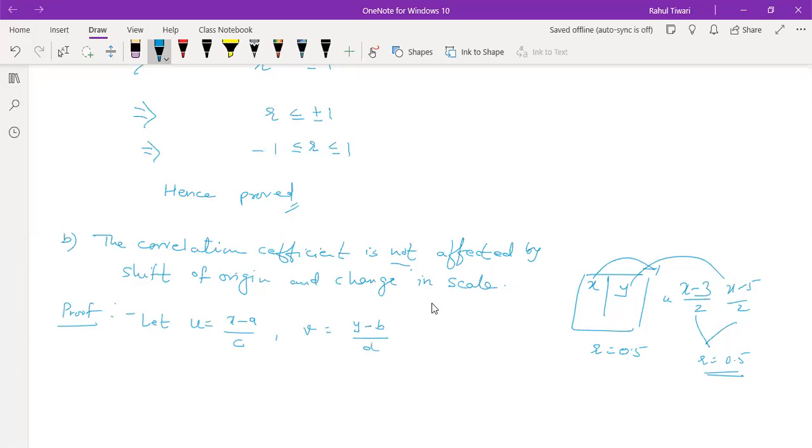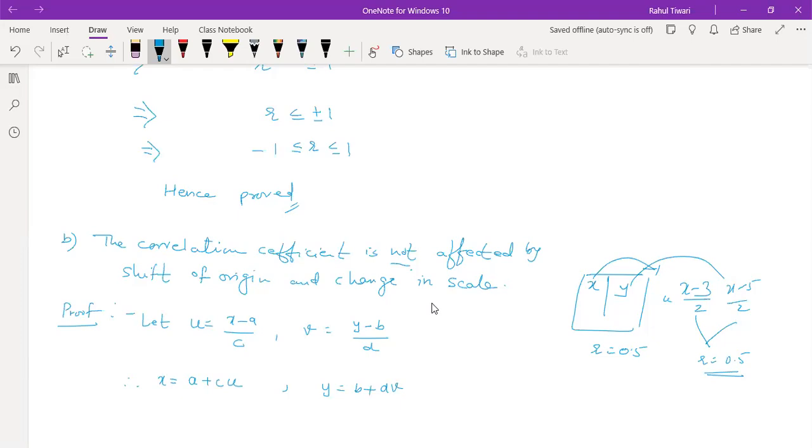Now based on these, what could be your X? X becomes U into C plus A, so A plus CU. And what could be your Y? It will be B plus DV. Correct.